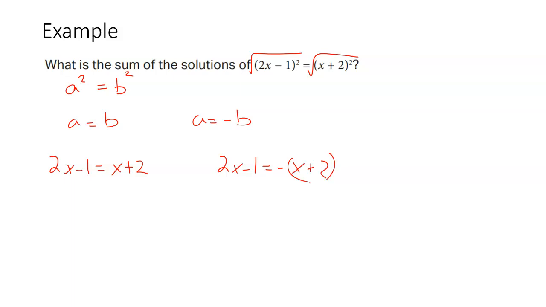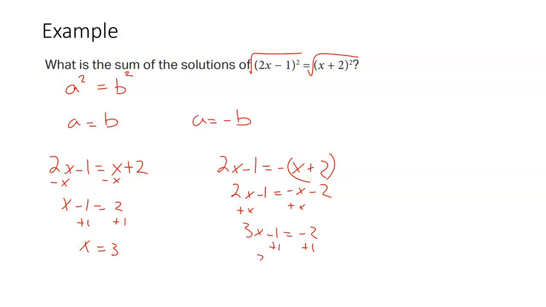Okay? Once we get that, well, then I can just use my inverse operations, combine my like terms. Subtract x, add 1, distribute, add x, add 1, divide by 3. There's my 2 solutions, 3 and negative 1/3.